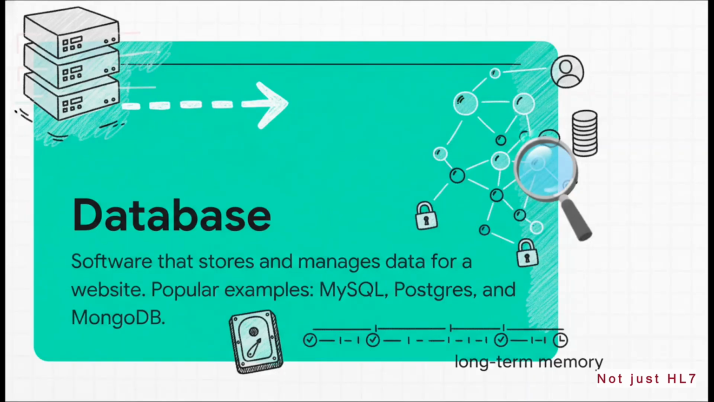But wait, where does the server save your order information? It can't just keep it in its short-term memory. For that, it needs a database. The database is the application's long-term memory. It's a totally separate, specialized piece of software that's designed to do one thing really, really well. Store and retrieve huge amounts of data, like all your past orders or every product on the site.